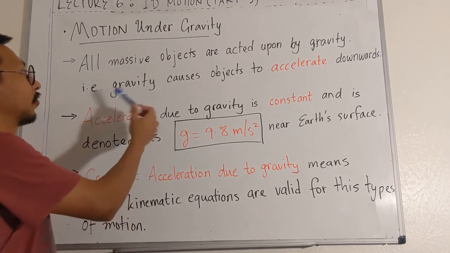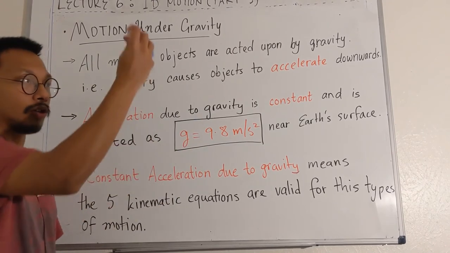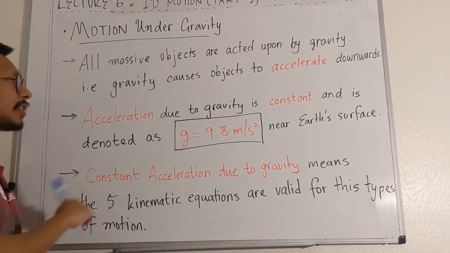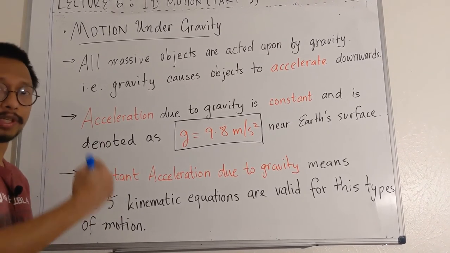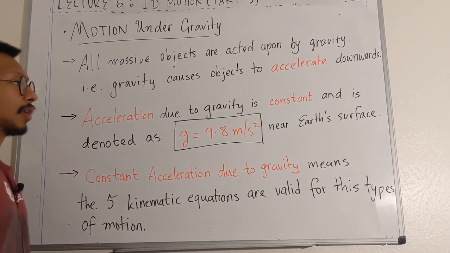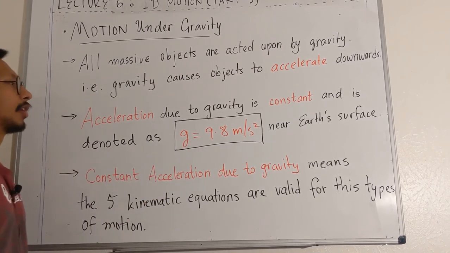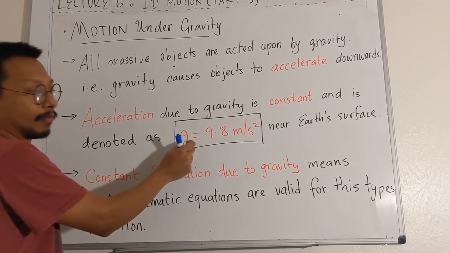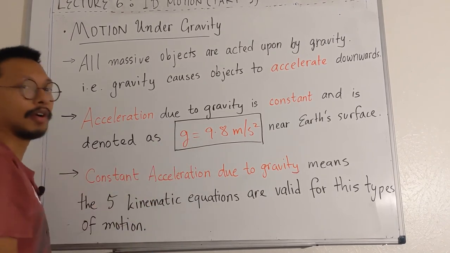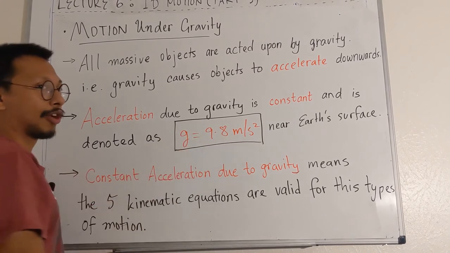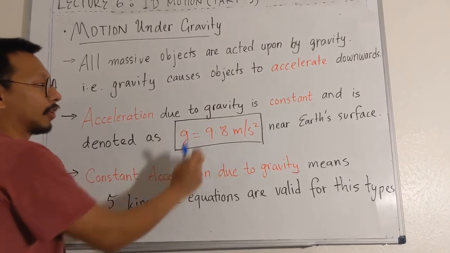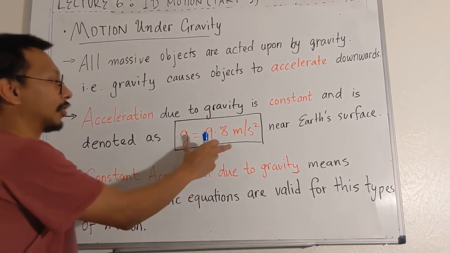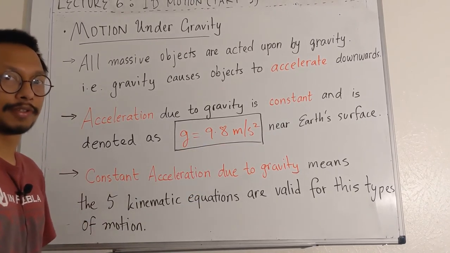So we can say gravity actually causes objects that have mass to accelerate downwards. This acceleration due to gravity, which makes objects come back down, is constant, and we usually denote it in physics with g. Small g refers to acceleration due to gravity, which has a constant value of 9.8 meters per second squared. This value is constant near the Earth's surface.